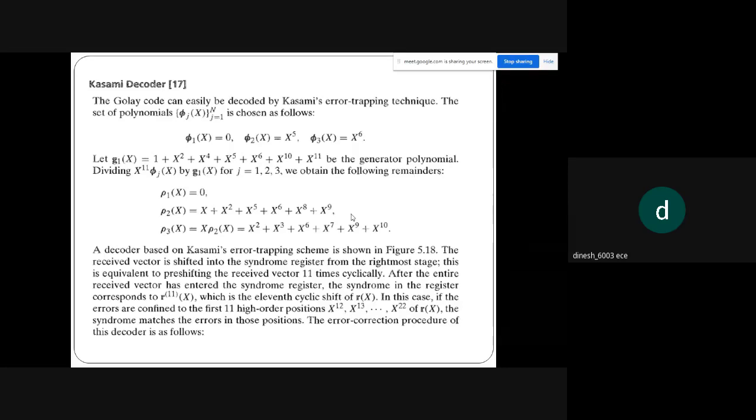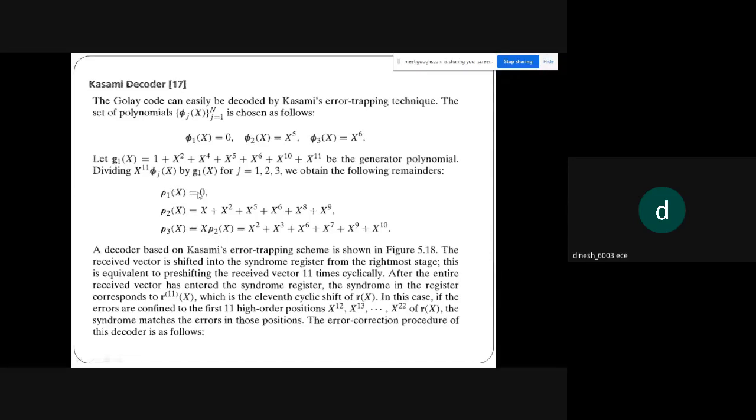So consider the generator polynomial, any of the two. Here I'm taking g1 of x. So g1 of x has 1 plus x square plus x power 4 plus x power 5 plus x power 6 plus x power 10 plus x power 11. Dividing by phi 1 of x, phi 2 of x and phi 3 of x, we'll get the following remainders. Divide g1 of x by phi 1 of x, we'll get p1 of x. Divide g1 of x by phi 2 of x, we get remainder as p2 of x, and divide g1 of x by phi 3 of x, we get remainder as this.